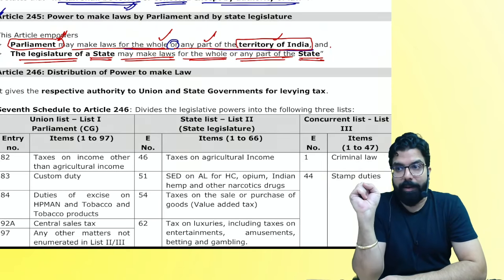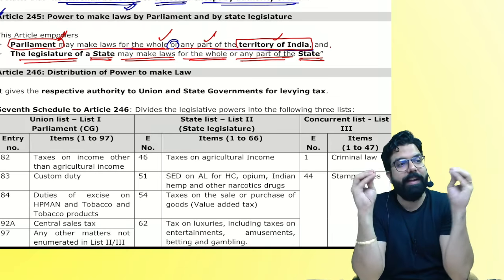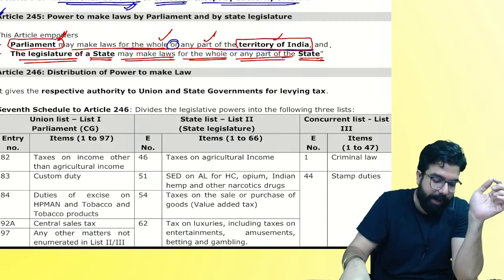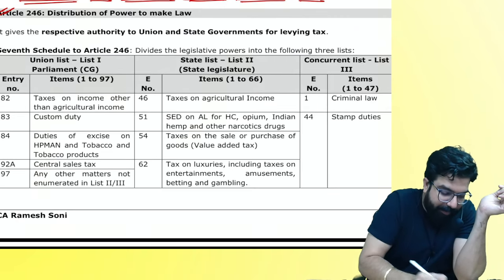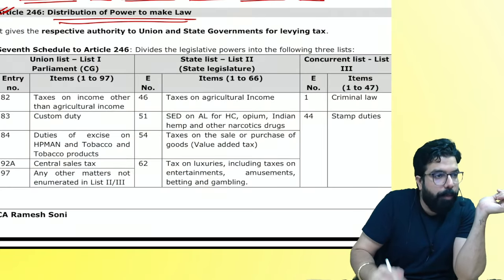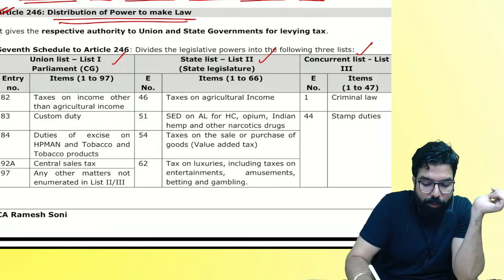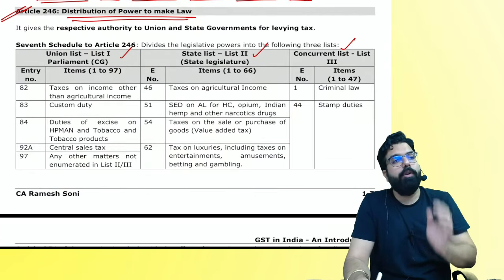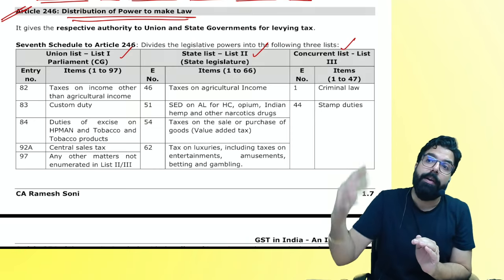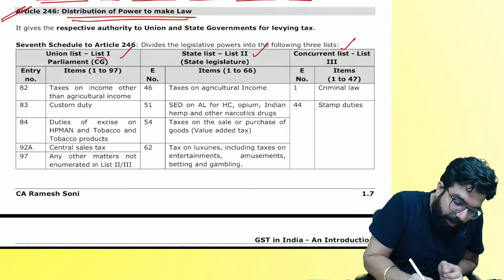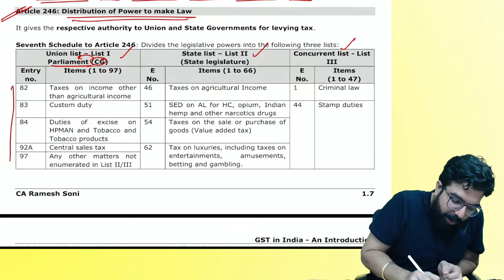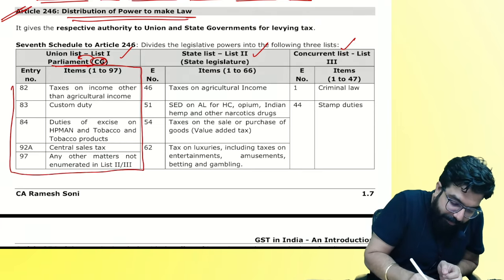Central. Now just imagine, so that both governments don't start fighting, saying I will make the law for this, I will make the law for this, the government went ahead and made Article 246. Are we clear, everyone? Where the government distributed the power to make laws. The government made three lists: list number one, list number two, and list number three. And the government said, whatever I am telling in list number one, who will make the law for that? Parliament. The central government will pass the bill through Parliament and make the law. And this law will be applicable to the state or the whole of India?